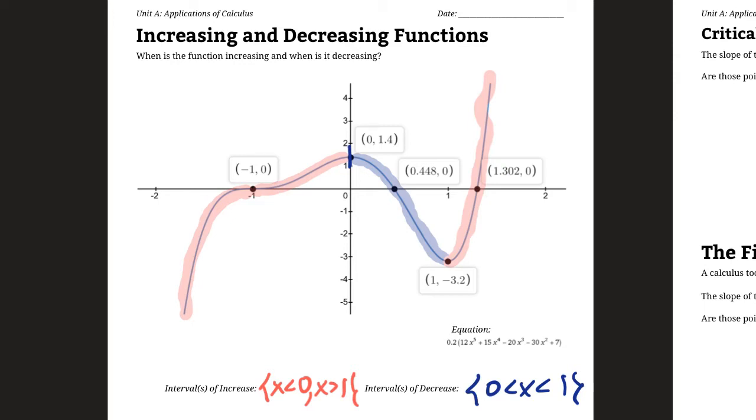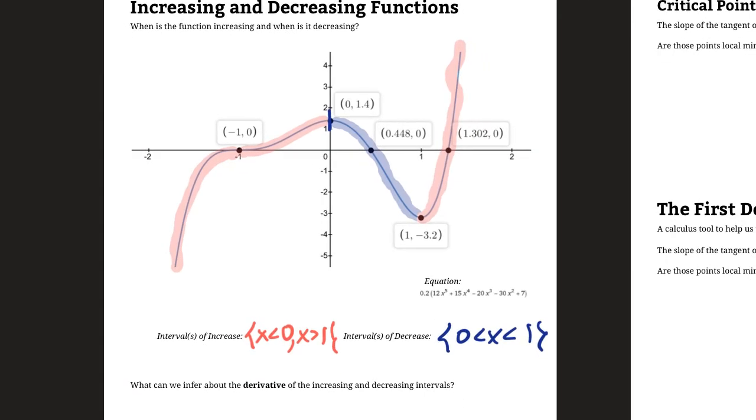So we've done this before. How does it tie into calculus? Well, that's the next question here. What can we infer about the derivative of increasing and decreasing intervals? What do you notice about the derivative of the increasing intervals? So for example, let's take the derivative here. Remember, the derivative is just the slope of the line. What do you notice about the slope of that line, compared to the slope of this line, or the slope of this line compared to this line?